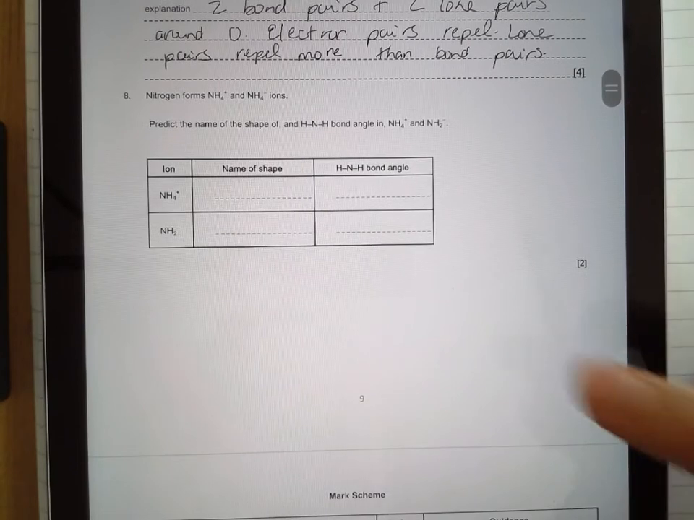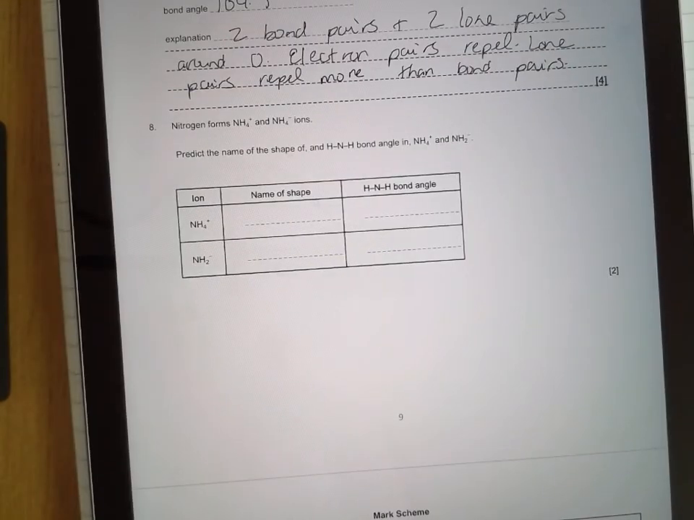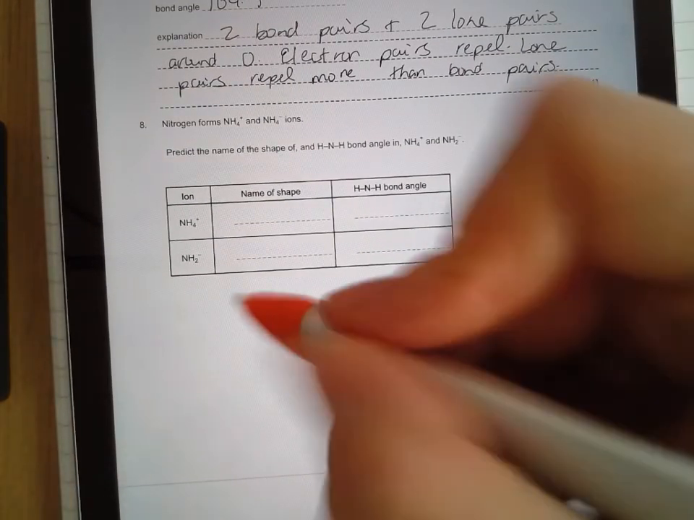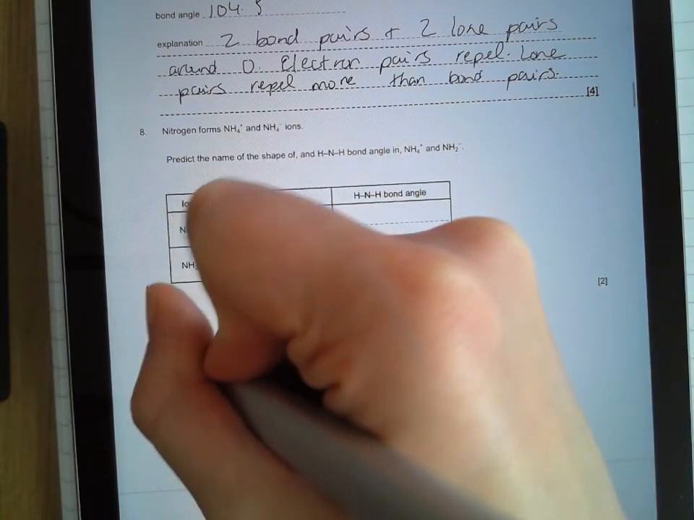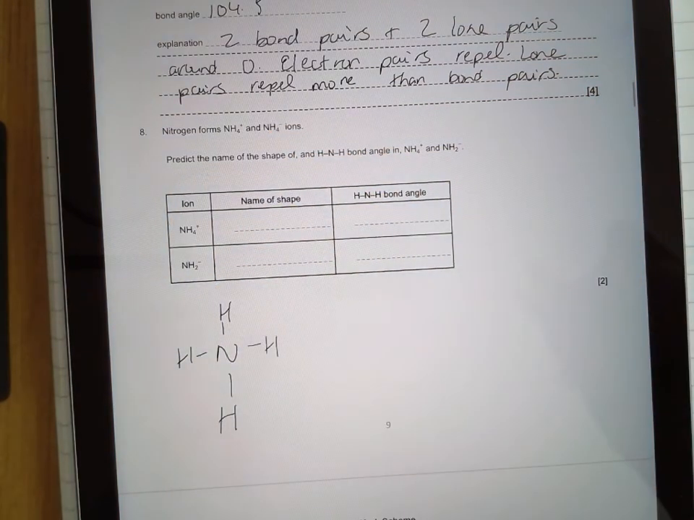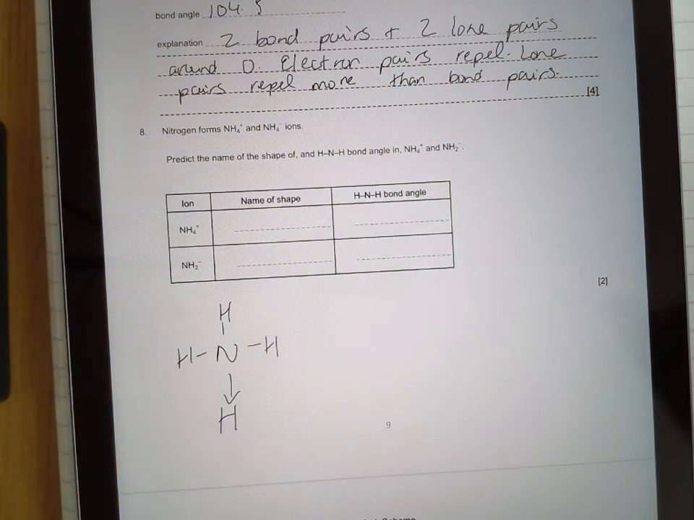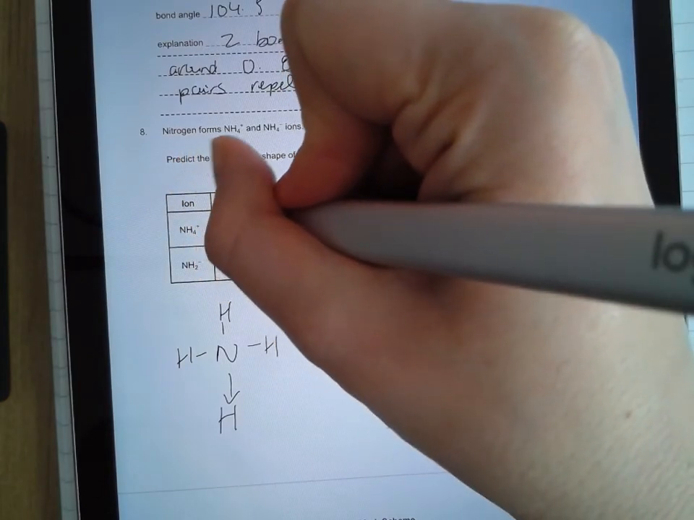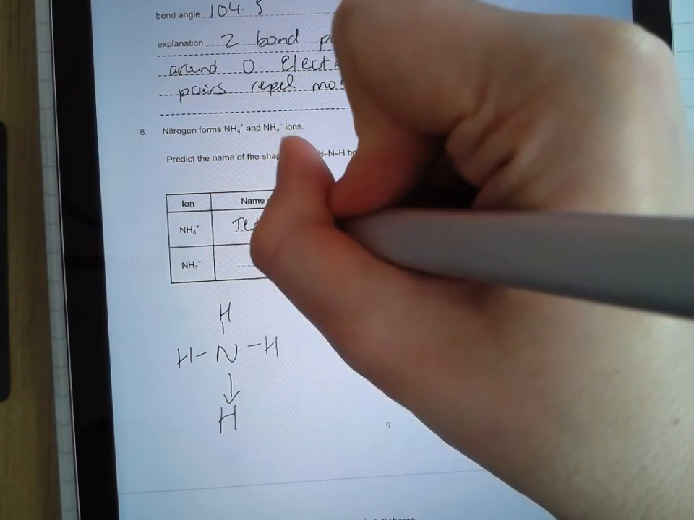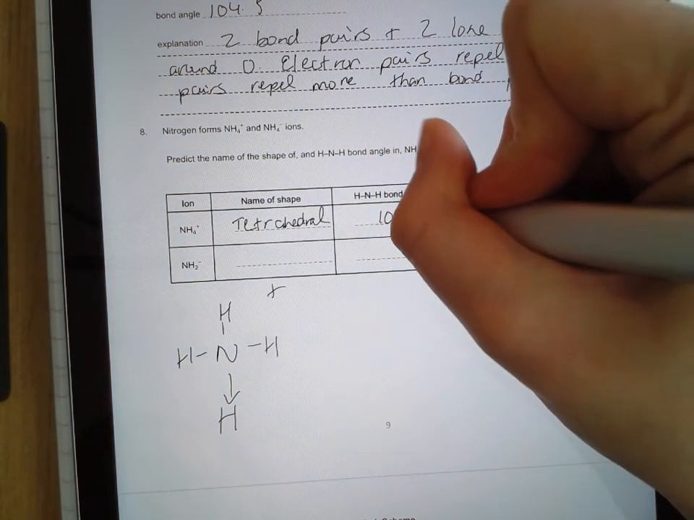The last question, nitrogen forms NH4 plus and NH2 minus. Predict the name and shape of the bonds in each case. Okay, so if you had NH4 plus, you've got 4 hydrogens around your nitrogen. We've seen this before. One of them is going to be a dative covalent bond, but you still have 4 bond pairs around nitrogen. That means you are going to have a tetrahedral shape. And your bond angle is going to be 109.5.